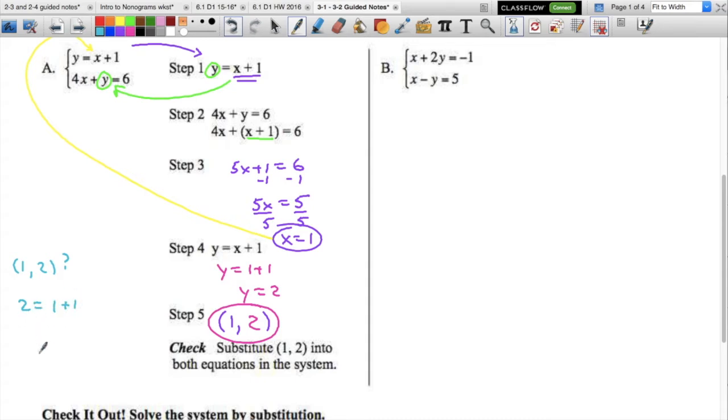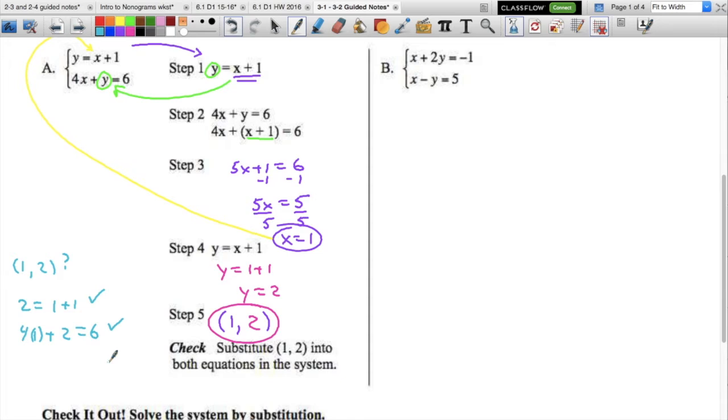Is this a true statement? Yeah, 2 equals 1 plus 1. True. And then we get 4 times, well, we said x was 1, and we said y was 2. Do we get 6? 4 times 1 plus 2? Both are correct. It's got to work for both equations. It can't work for just one. It's got to work for both.